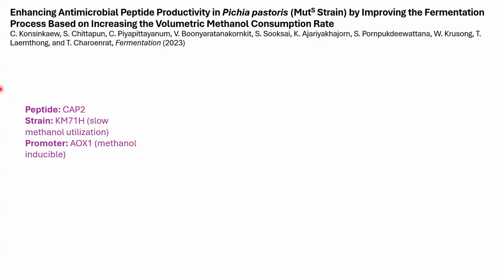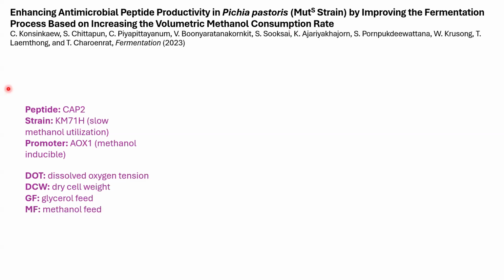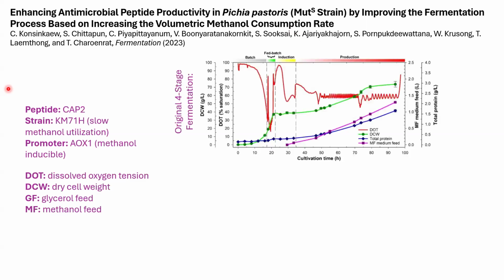Hello, here is my 3-minute paper on enhancing antimicrobial peptide productivity in Pichia by improving the fermentation process. The peptide used in this study is cell-penetrating antimicrobial peptide 2, or CAP2. The Pichia strain was known to be a slow methanol utilization strain, and the promoter is OX1, which is methanol inducible. These are some important acronyms used in the following figures.